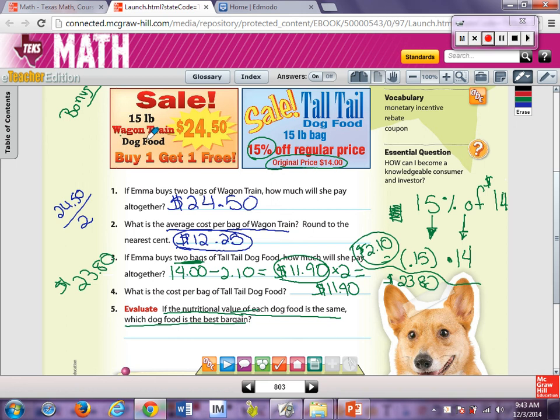The best deal is to get the Tall Tale because 2 bags cost us $23.80, whereas the buy one, get one free special over here, we still pay $24.50. That's about 70 cents more. So the better buy is Wagon Train, and you can go ahead and explain that in your own words down here. Now let's go ahead and go to the next page, and we'll be almost done with this really short lesson. There's good news for you guys because it's been a long week back.